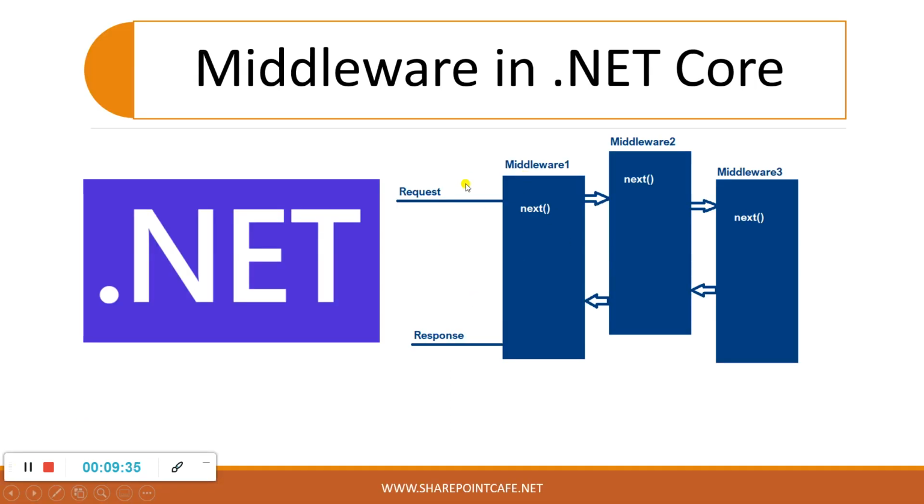As the diagram shows here, the request goes to the first middleware, then with the next method it goes to the second middleware, and then the third, and so on. Then the response comes back in the same way, from 3 to 2, and then to 1, and finally the response will be there.